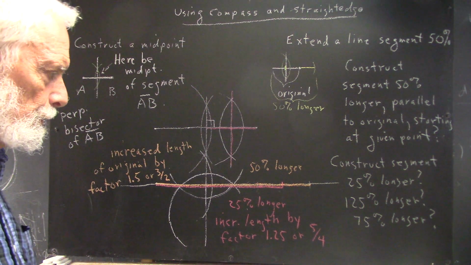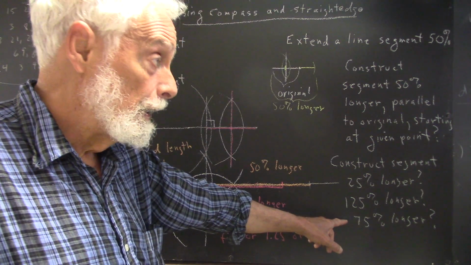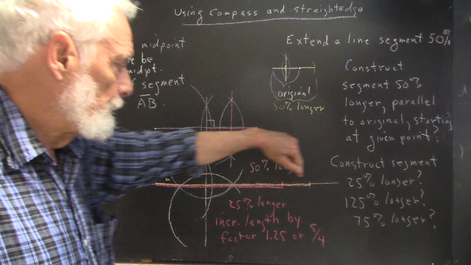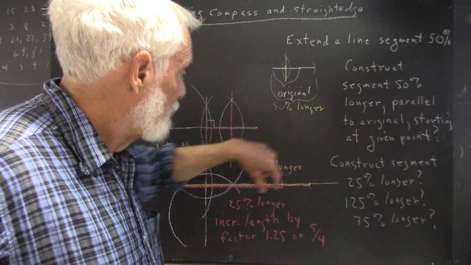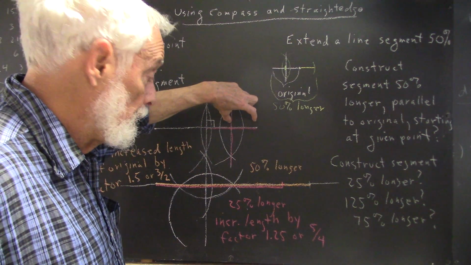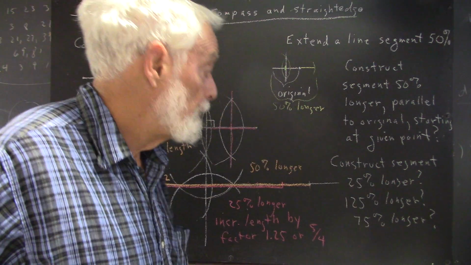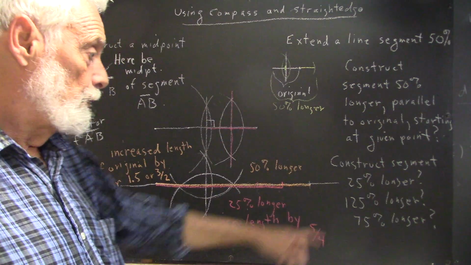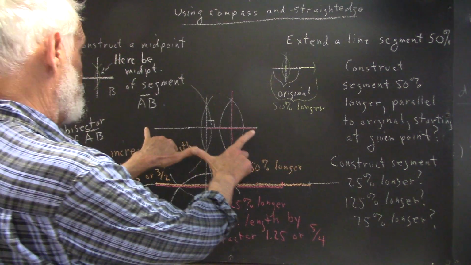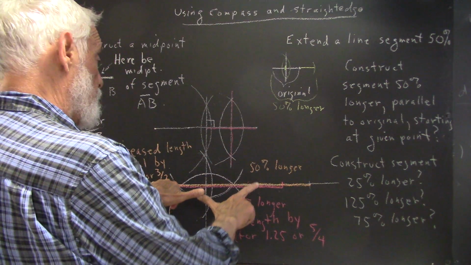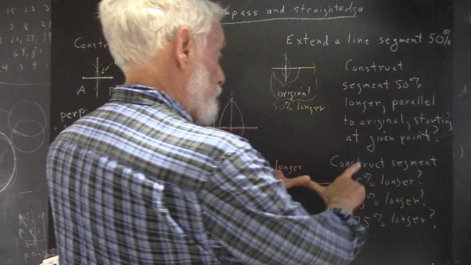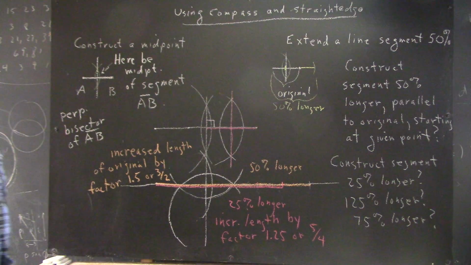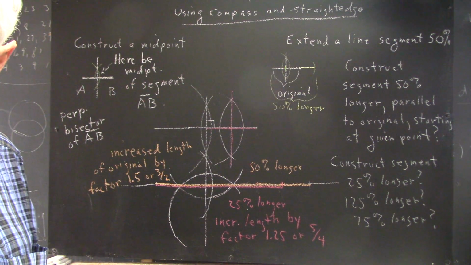Now, it should be obvious that we can make something 75% longer. We could, for example, construct something 50% longer and then take the 25% that we can get here and add on to that to get 75% longer. 125% longer, well, just get a big compass and do the original again, then add your 25%. So we can get any of these results.